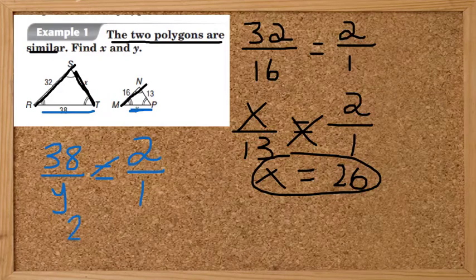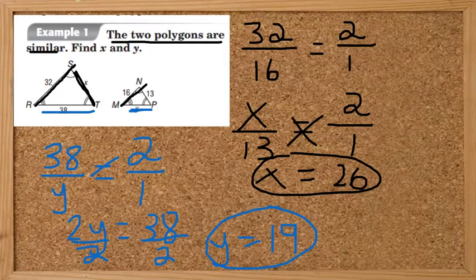2 times y is 2y. 1 times 38 is 38. We're going to divide both sides by 2. y equals 19. There are other ways to do this; this is just one of many. But again, I recommend finding that scale factor, and that's going to stay consistent throughout the entire problem.